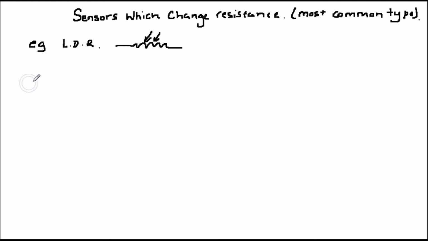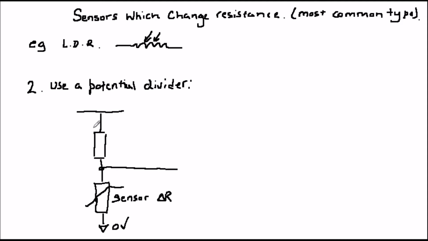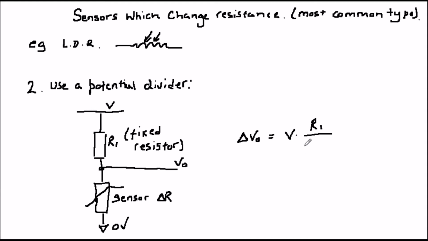A second way is to use a potential divider. In this circuit, the voltage out is given by the ratio of the fixed resistance to the resistance of the sensor. Both the preceding circuits, the one with the current source and the one with the potential divider, have a disadvantage that they don't produce a 0 volts output when a sensor is in its rest state. For example, if a light-dependent resistor or LDR was in darkness. This is because the sensor itself still has a resistance while it's in this state.